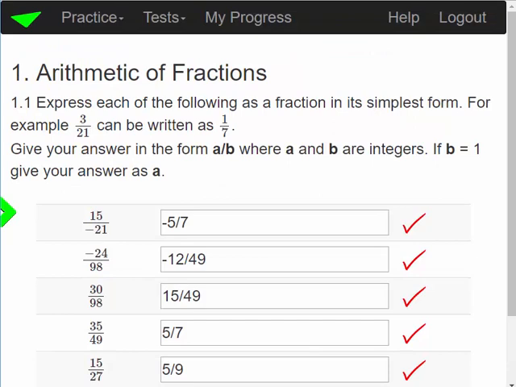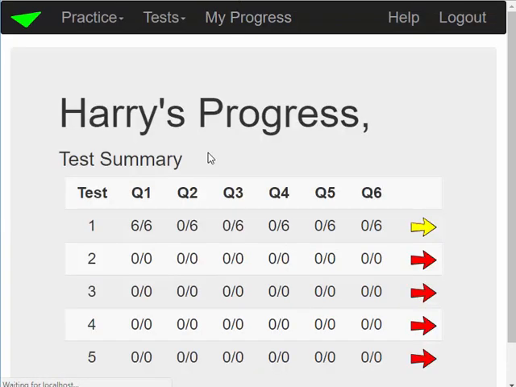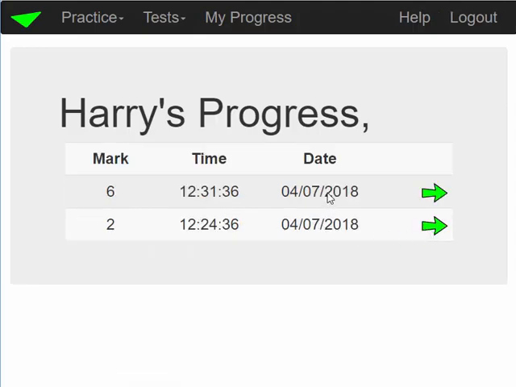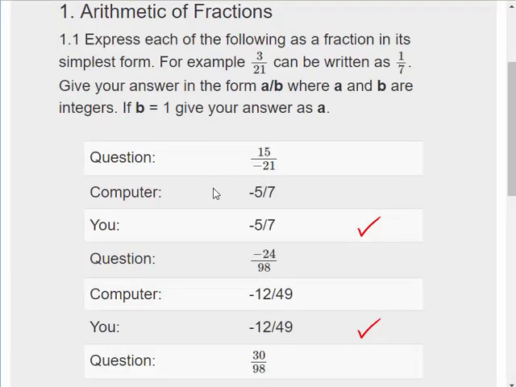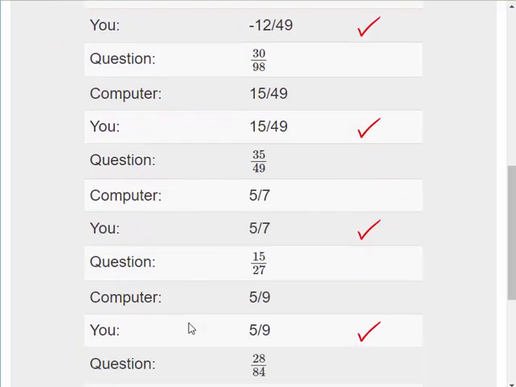So now if we go back to my progress, we can see that our best test is recorded as 6 over 6, and if we click on the yellow arrow there, we have 2 tests. The most recent one is the top one. Here's the test where we got 2 out of 2 right, and this is a test where we got 6 out of 6 right, and if we click on this arrow we'll see all of the tests, and here we have the question, the computer's answer and your answer, question 2, the computer's answer, your answer, and so on.